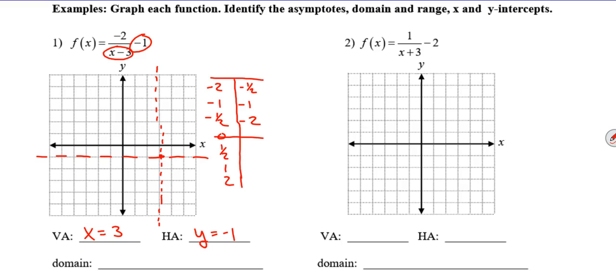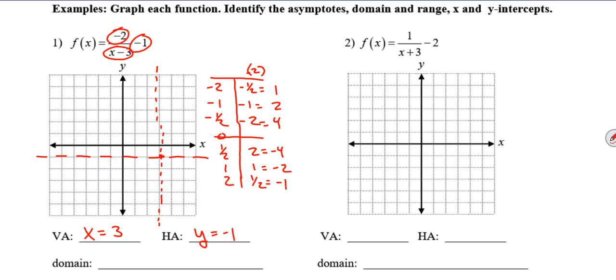And this was a 2, a 1, and a 1/2. But again, this is a multiplier. So all this will be multiplied by -2. So this becomes +1, +2, +4, -4, -2, -1.